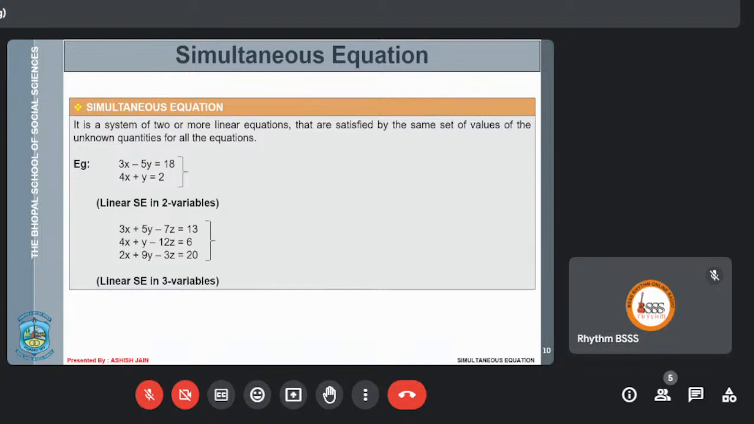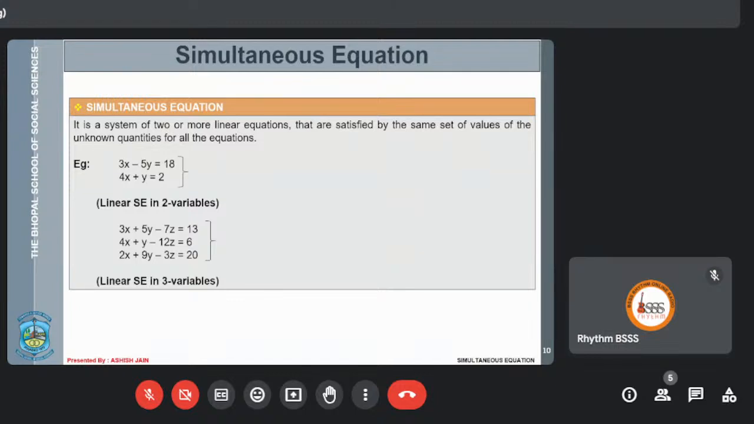Okay, now if we have two variables, we have two equations. If we have three variables, we have three equations. तो उसको हम बोलते हैं linear simultaneous equation in two variables as well as in three variables. In your syllabus, you are having the linear simultaneous equation in two variables only.